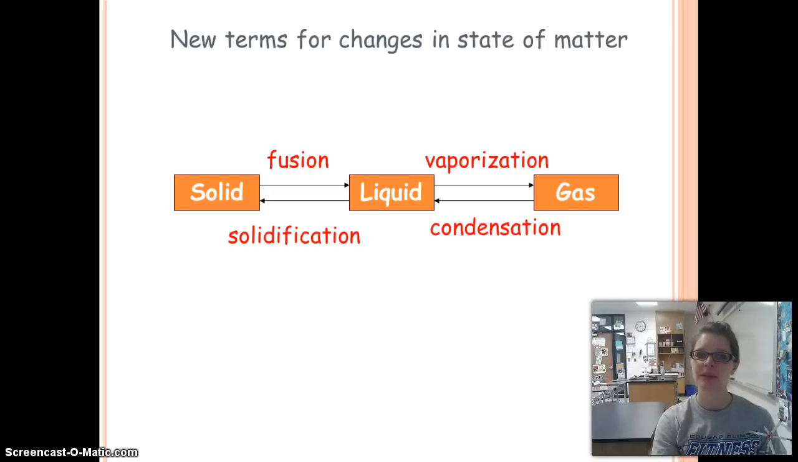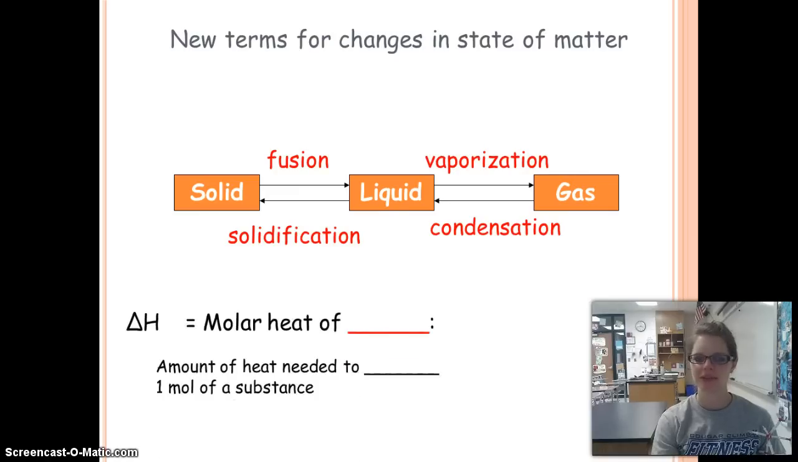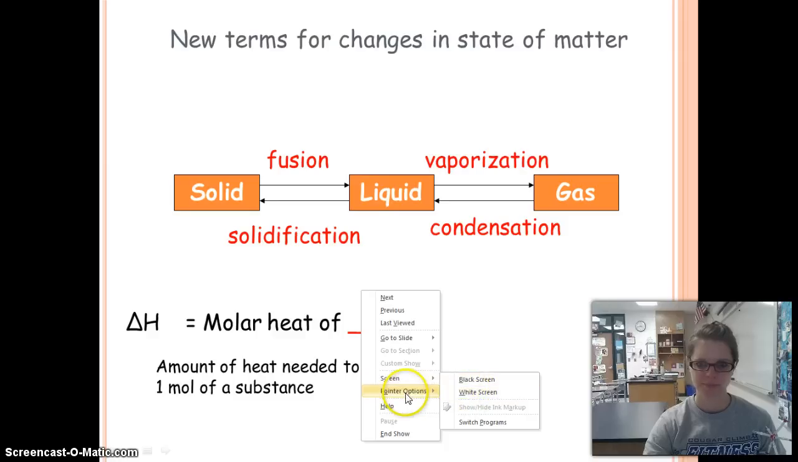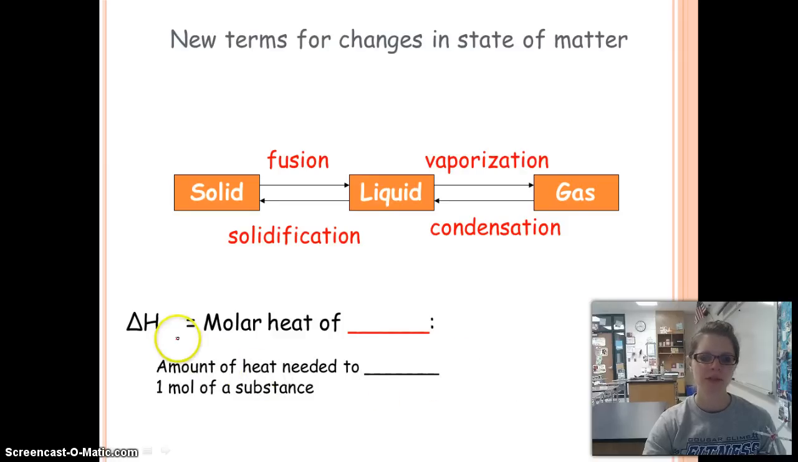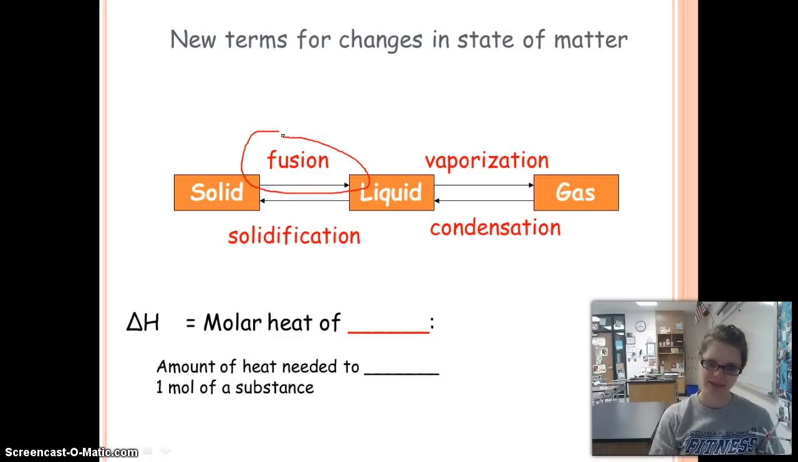Alright, well we're going to be looking at the amount of heat it takes to get through fusion or solidification or vaporization or condensation, which brings us to a new term. Now it looks like a lot, but let me kind of break it down for you. So if we want to look at how much heat it takes to go through fusion, to have solid ice melt into liquid water, it would be the molar heat of fusion. And we'd symbolize it by just using FUS. That's an F. Doesn't look like it, but it is. The molar heat of fusion has this symbol. The change in H, fusion, equals the molar heat of fusion.